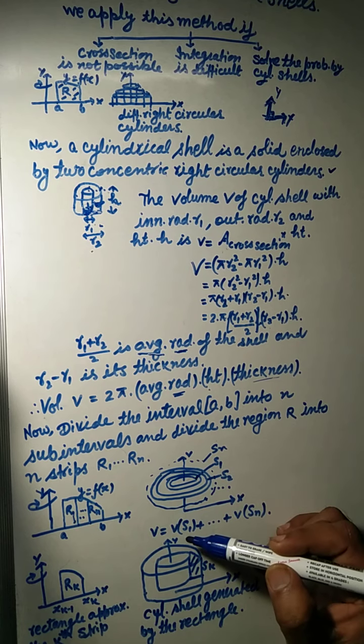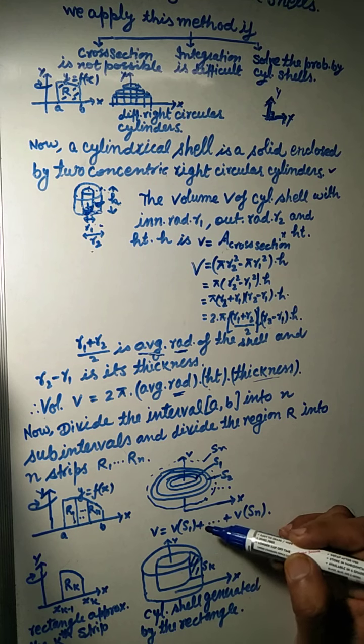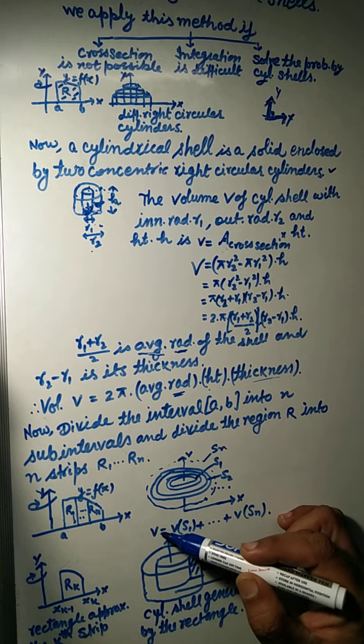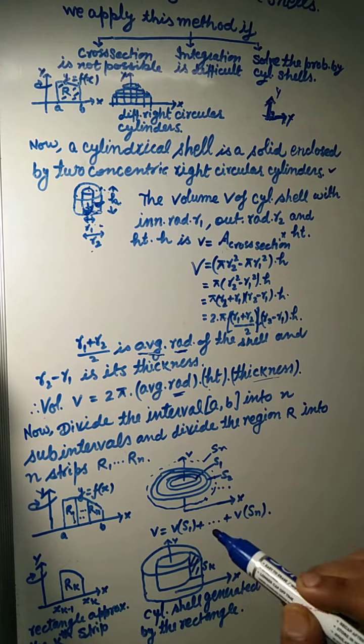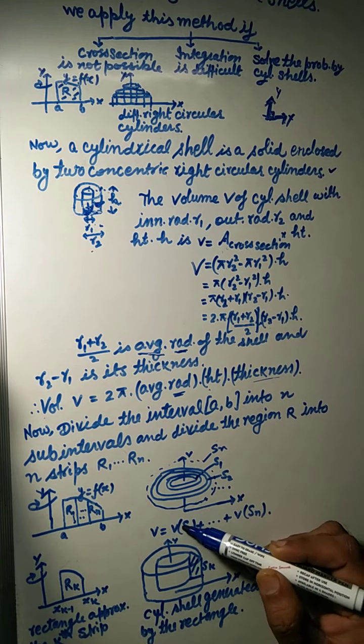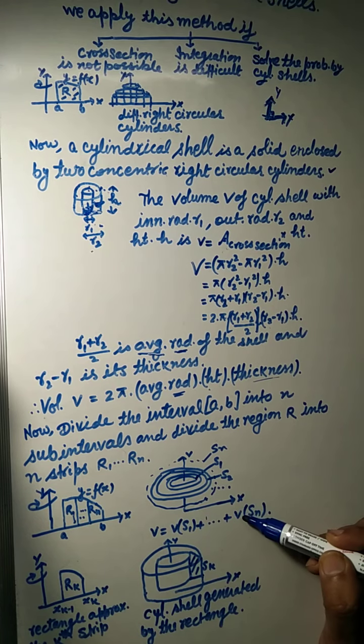Therefore, the volume of the solid is adding the volumes of the tubes. Therefore, the volume of the solid after adding the volumes of the tubes, that is, the volume of S1 plus the volume of S2, and up to the volume of Sn.